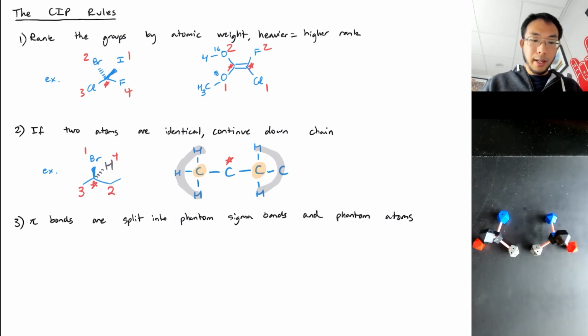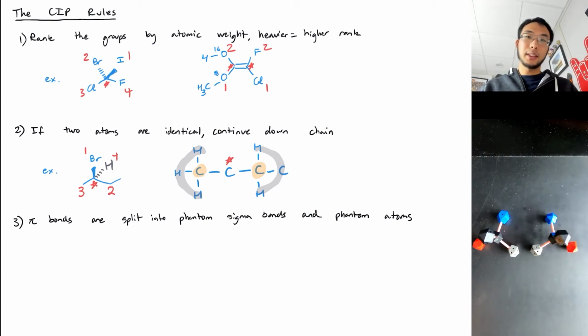The third thing that shows up when we're dealing with assigning R or S, or rankings and priorities, is that there are often pi bonds in molecules. So the way this is handled is, because our goal is to always build a tree like this, where we're dealing with single bonds outwards, when we run into a pi bond, we essentially break that pi bond in half to make what's called a phantom bond and a phantom atom. And I think it's helpful to look at this through examples.